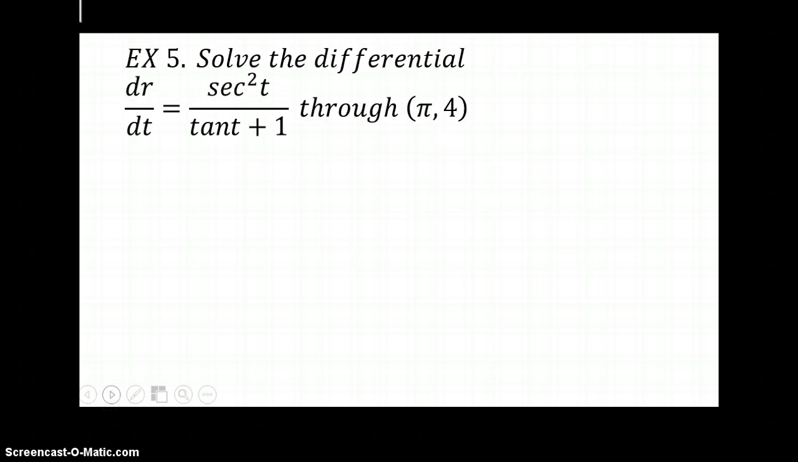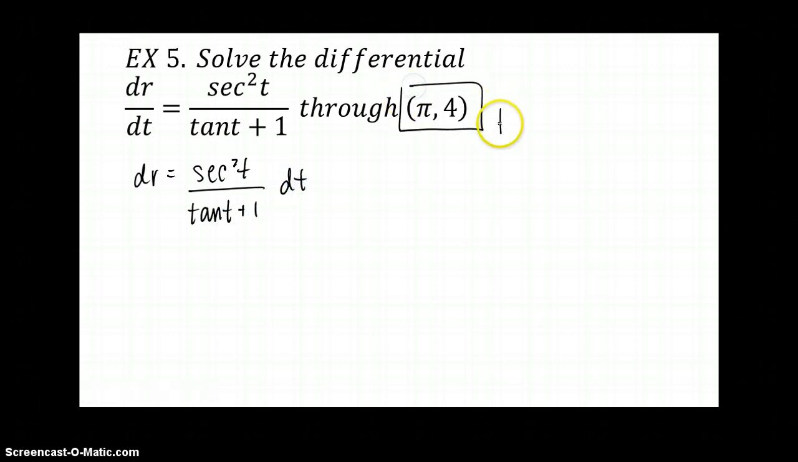Okay, last example, solve the differential equation. So let's separate r on the left, multiply both sides by dt. Again, what's the significance of the point? This will be our particular solution. Integrate both sides. Antiderivative of dr is r.